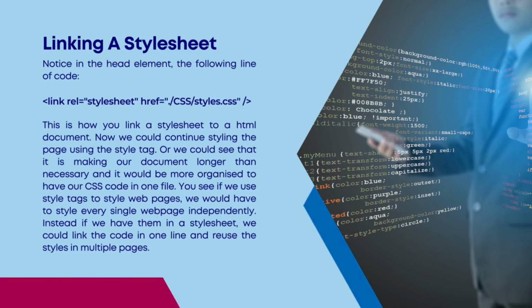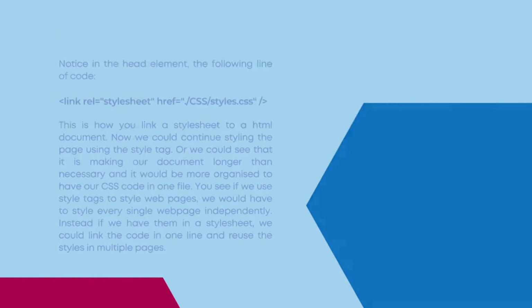Linking a style sheet. Notice in the head element, the following line of code. This is how you link a style sheet to a HTML document. Now we could continue styling the page using the style tag. Or we could see that it is making our document longer than necessary and it would be more organized to have our CSS code in one file. You see, if we use style tags to style web pages, we would have to style every single web page independently. Instead, if we have them in a style sheet, we could link the code in one line and reuse the styles in multiple pages.